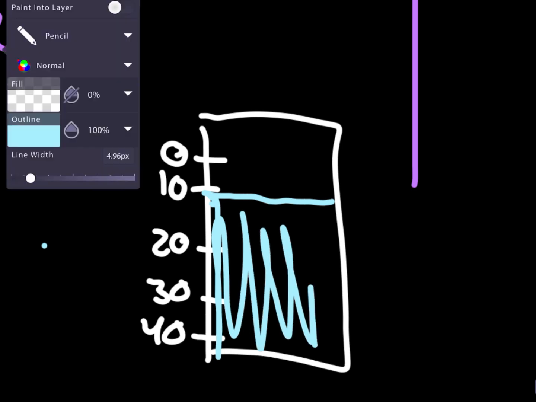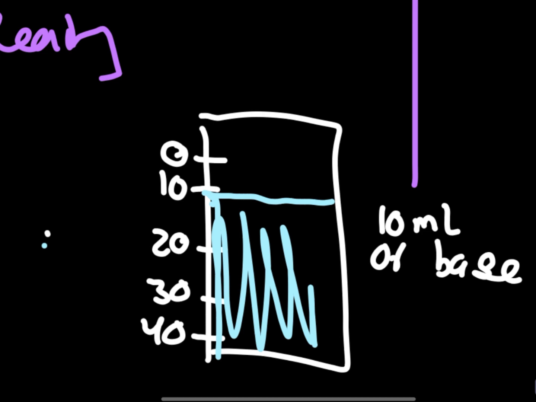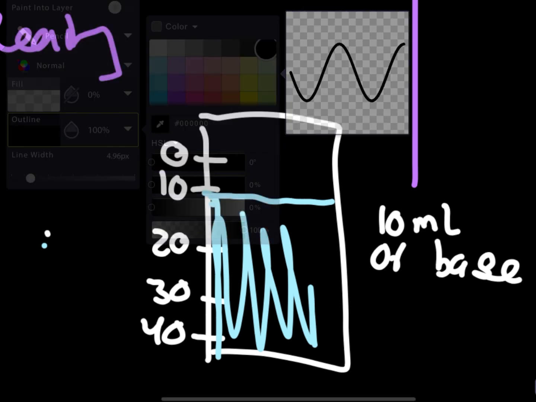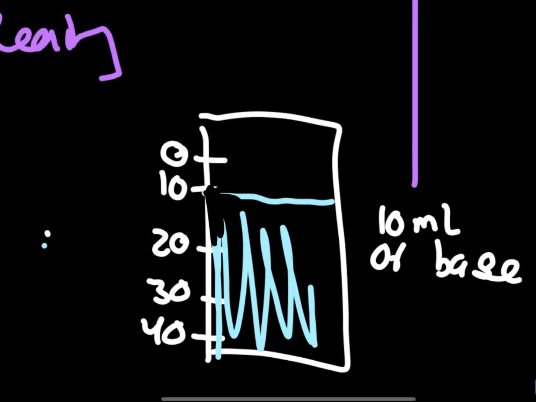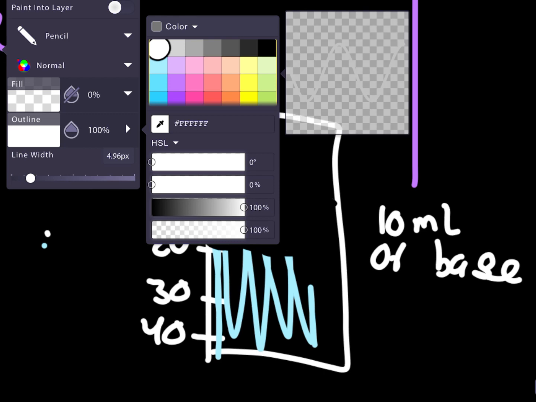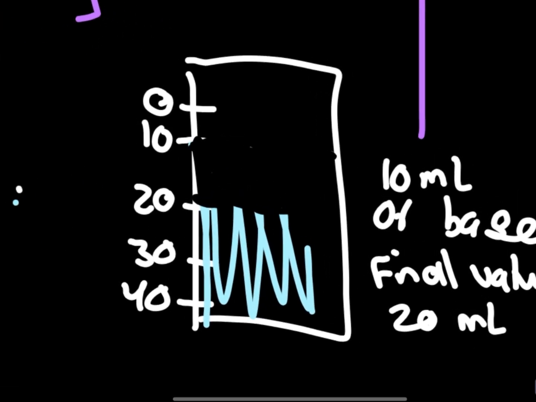Let's say you start off with 10 milliliters. All right, so you start off with 10 milliliters of, let's say, base. And you're going to use the base for the titration. And once you use the base, you found out that your final burette value is going to reach 20. Final value, 20 milliliters. To find the change, you just have to subtract the final value by what you had initially.